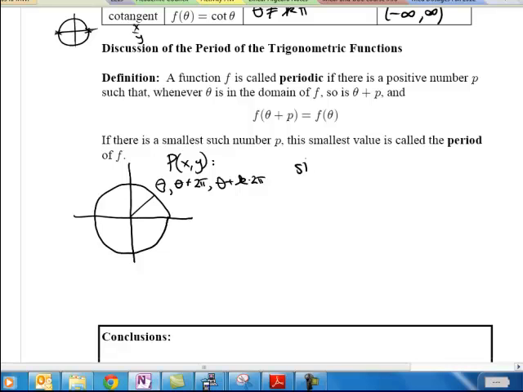So we've got sine of theta plus 2 pi equals sine of theta. And there's not a shorter interval over which those values are going to repeat. So the period for the sine function is 2 pi. The sine values are going to be positive, and then negative, and then restart. Same thing for cosine.